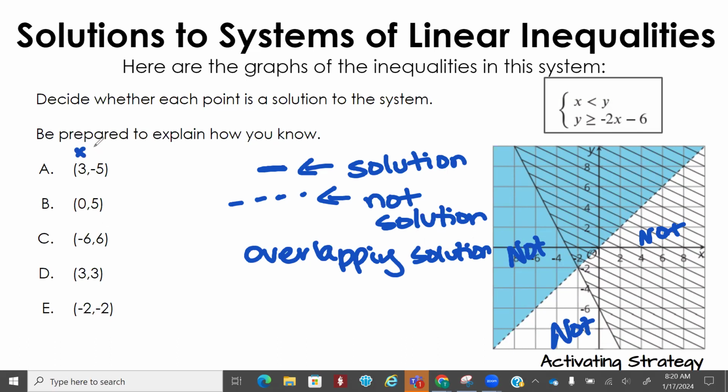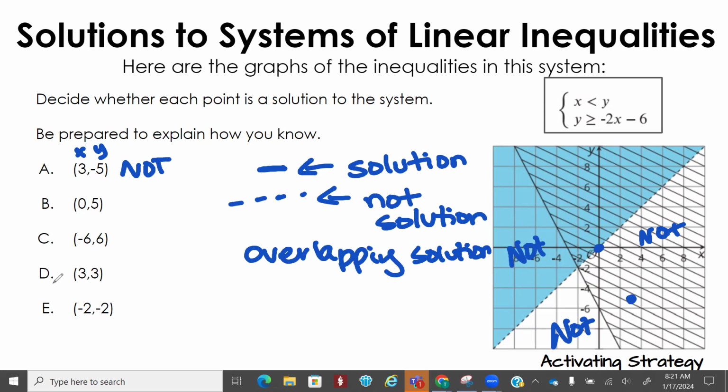Let's talk through this first one. We've got 3, negative 5. So x is 3, and negative 5 is y. We always start at 0, 0, and we're going to go to the right 3, and then go down negative 5. So this point right here, is it in that area that has both parts crossed over? No. So this is not a solution. It covers one spot, but it doesn't do the other one.